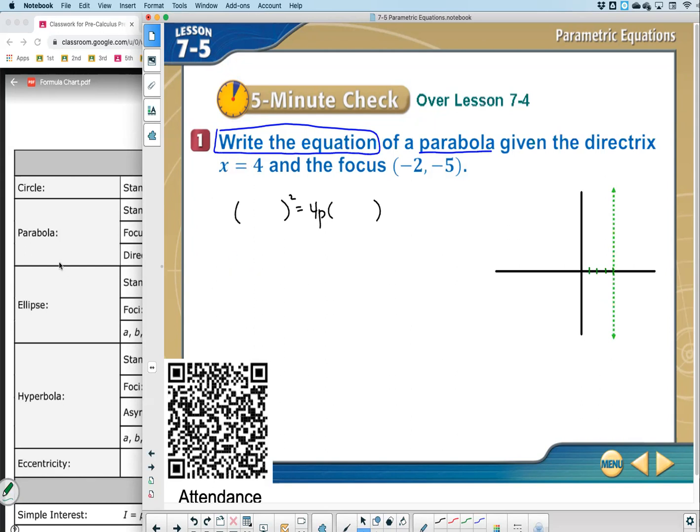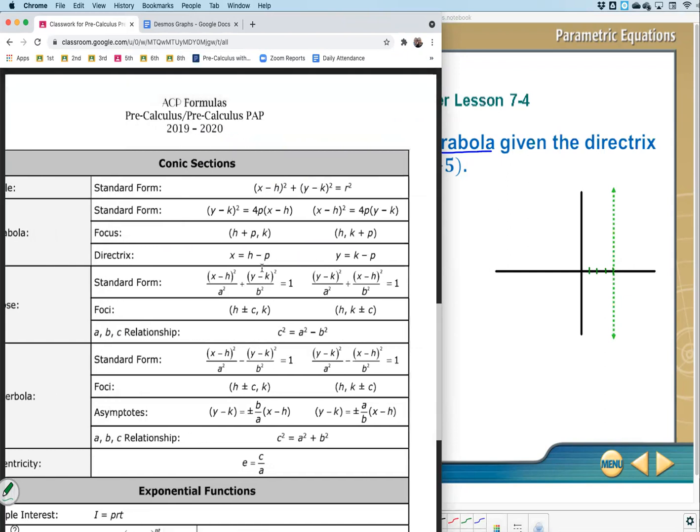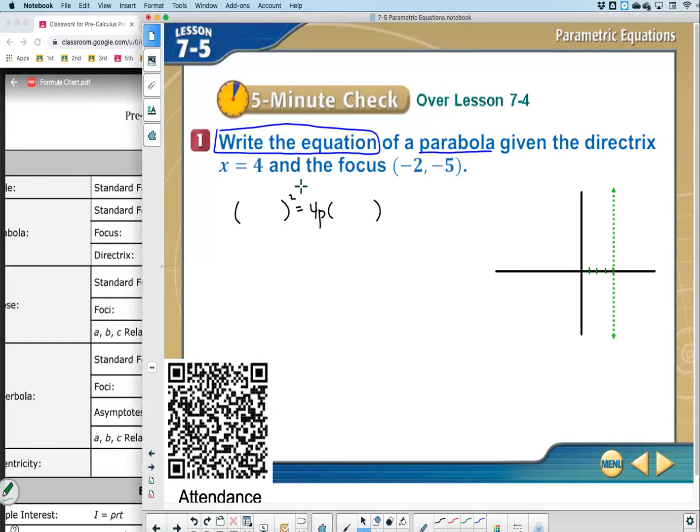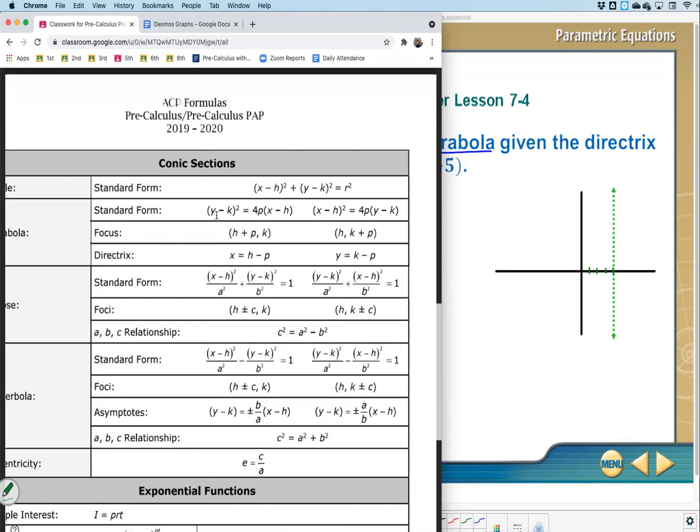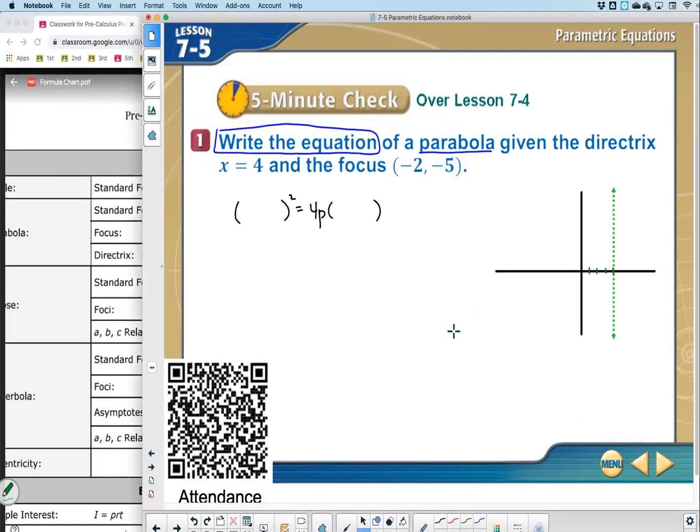What could I do? If I go to the formula chart and I see directrix, notice I have 2 different formulas: x equals a value and y equals a value. On our problem, what were we given? x equals 4. What that means is that we're using the formulas on the left side. So now I know where y minus k is located and where x minus h is located. We also can establish that, even though our problem said the directrix is x equals 4, the formula chart said that for the directrix, x would equal h minus p. I'm going to write that down here for a second.